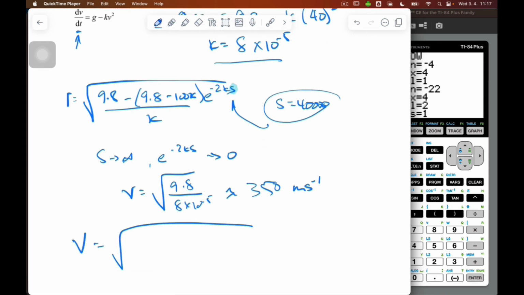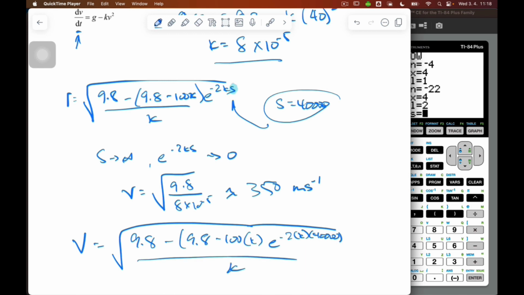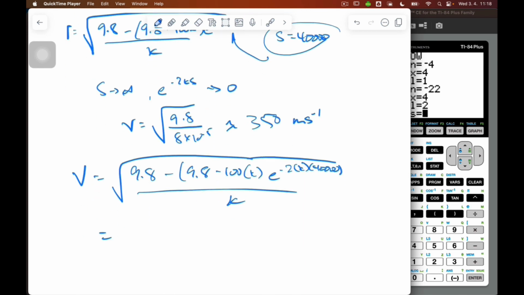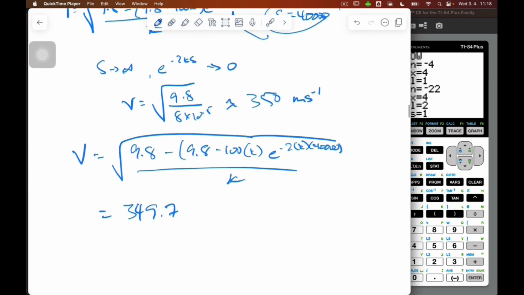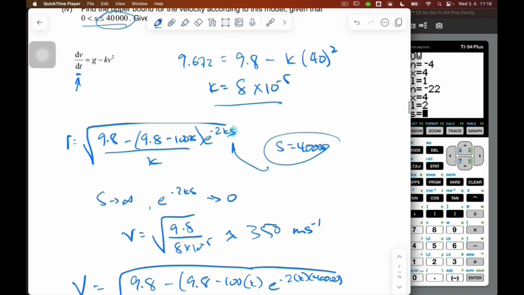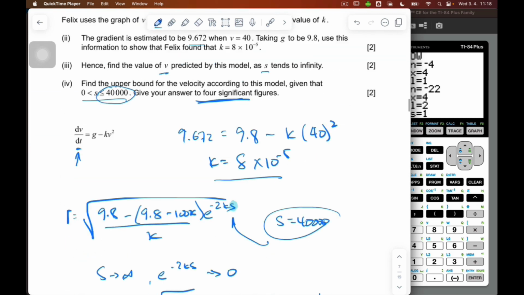v is equal to 9.8 minus 9.8 minus 100. k we know is that big ugly number. And we go e to the minus k, that big ugly number again, times 40,000, over the big ugly number of k. That should be 349.7. And it says to 4 significant figures. It must be 4 significant figures. Okay, so there is the first two parts.